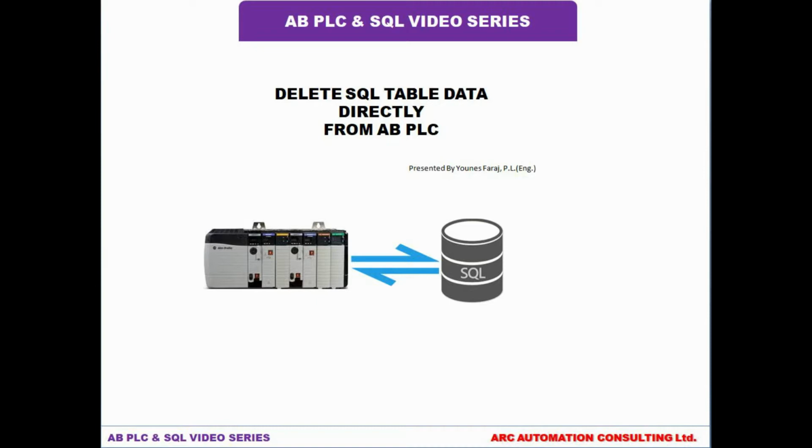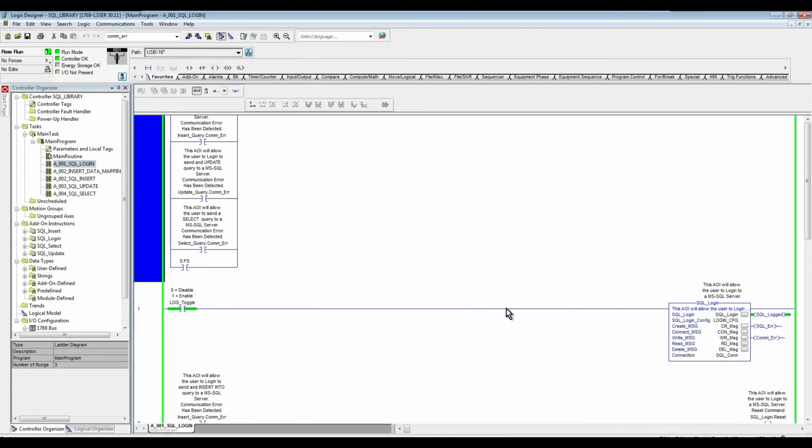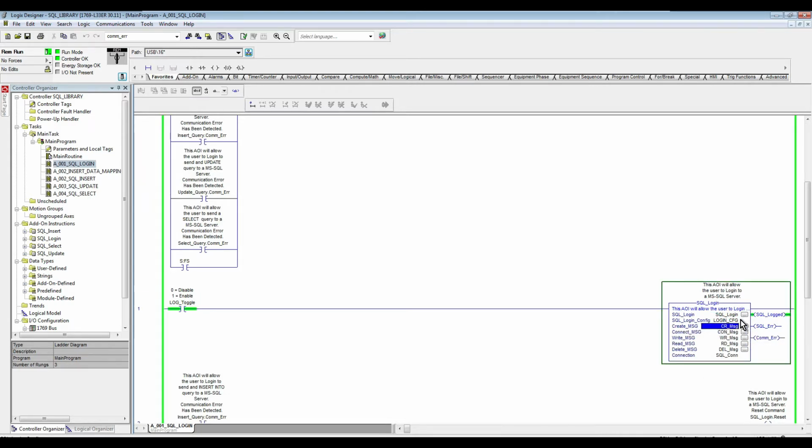In this video, as I mentioned in my last video, we are going to discover how we can delete records of our SQL table directly from our Allen Bradley PLC. So let's start. As you can see here, I am already online with my PLC and already logged in to the SQL server. And per the previous videos, the first step we're going to do is import our logic.